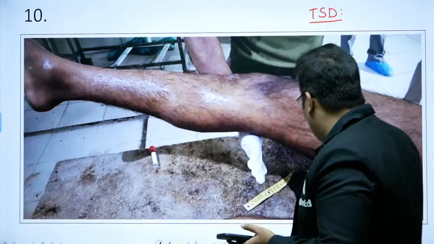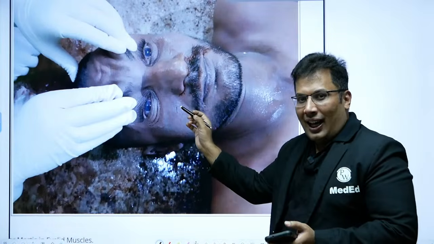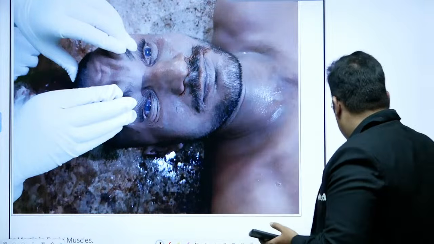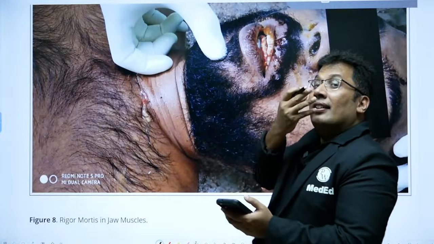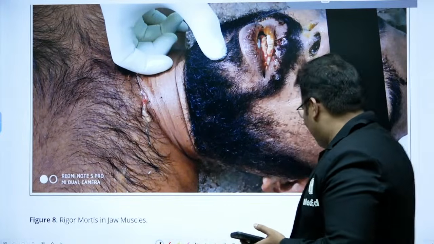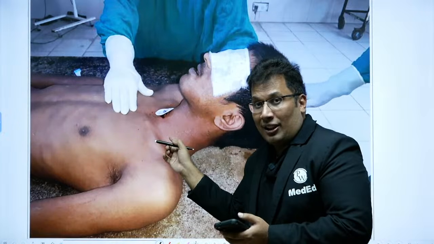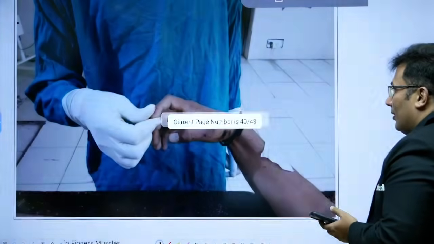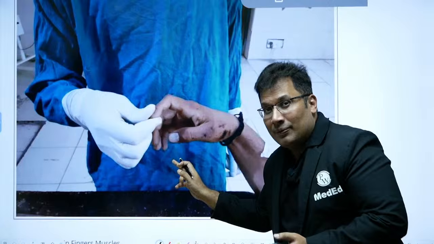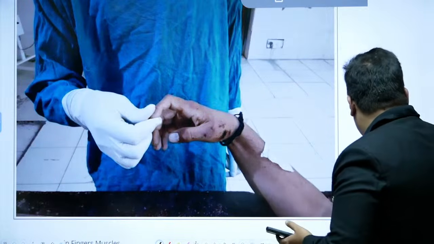What is the time since death? Look at this image, and one more image. Eyelids showing rigor mortis. Look at the jaw, also showing rigor mortis. Neck also showing rigor mortis. Neck muscle also showing rigor mortis. Fingers and toes, rigor mortis present. My question is, what is time since death?